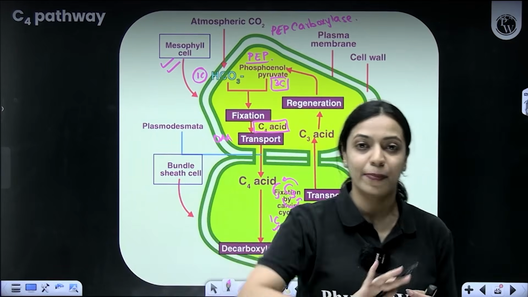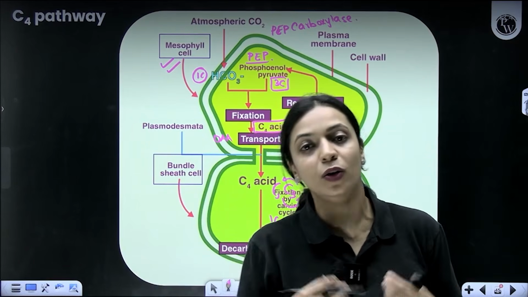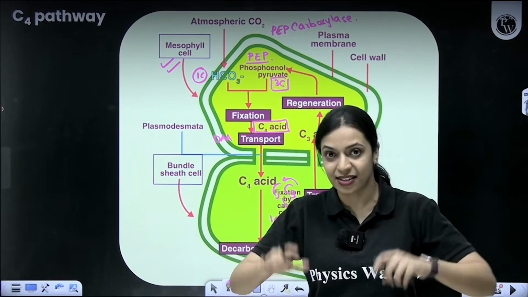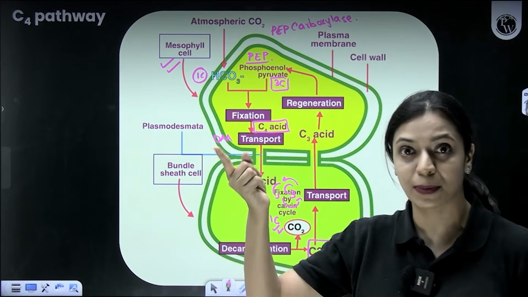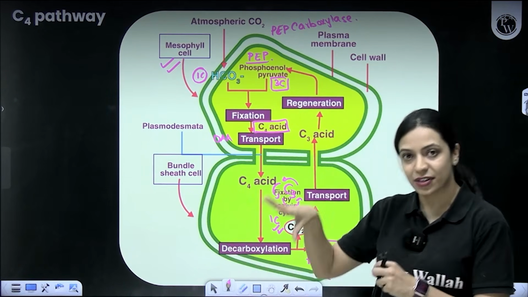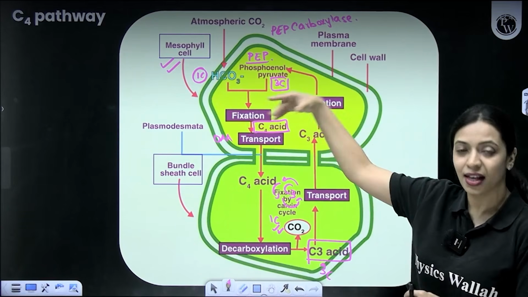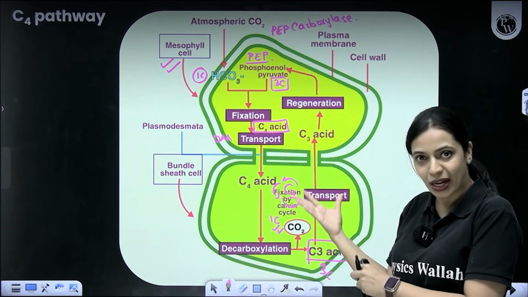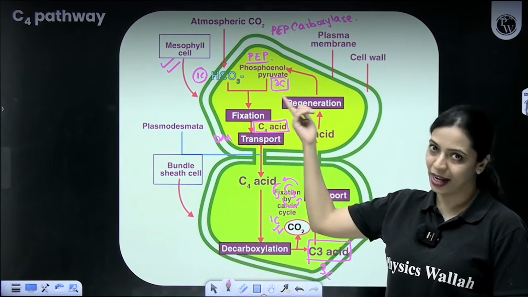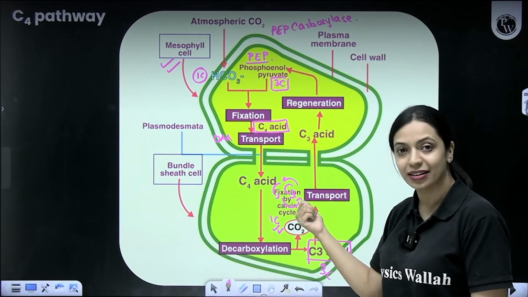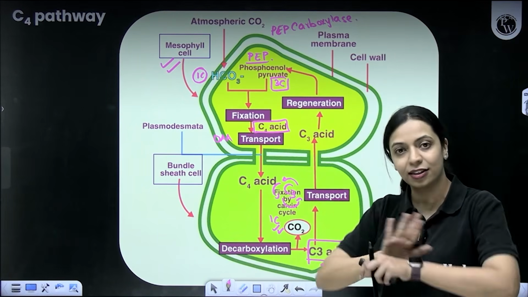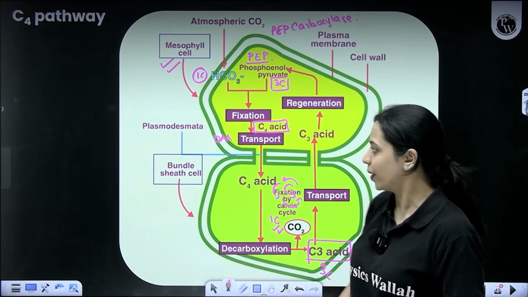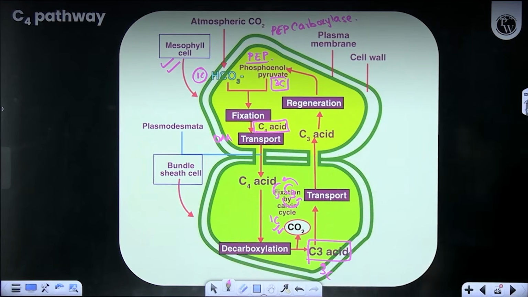C4 pathway is not independent of the C3 cycle. If not for the C3 cycle, glucose cannot get synthesized at all. So the C3 cycle must happen. But it's not happening directly in the mesophyll cells like in C3 plants. Here, first primary fixation happens in the mesophyll cells. Later, again, fixation will happen very similar to how it happened in the C3 cycle over here in the bundle sheath cells. So the C4 pathway includes the C3 cycle. They are not two entirely different things. Okay. So this is about your C4 pathway.